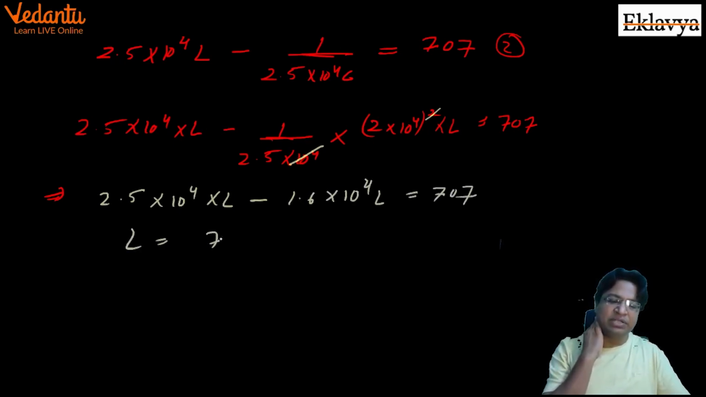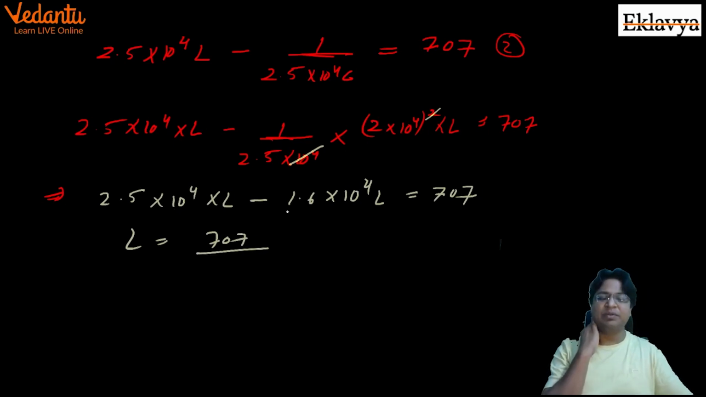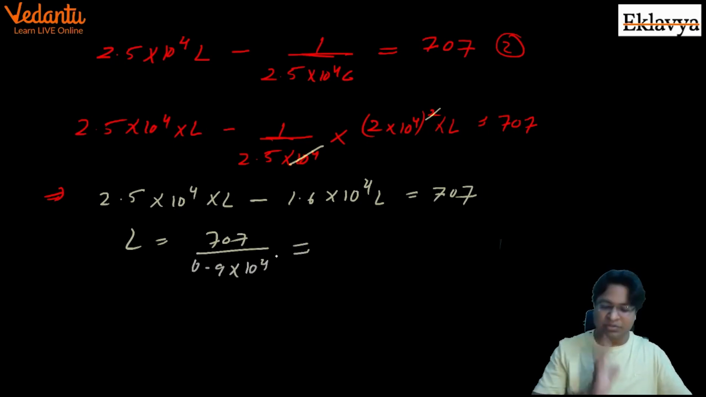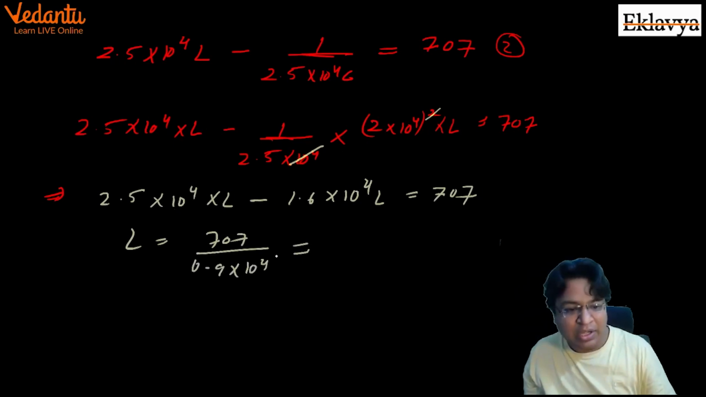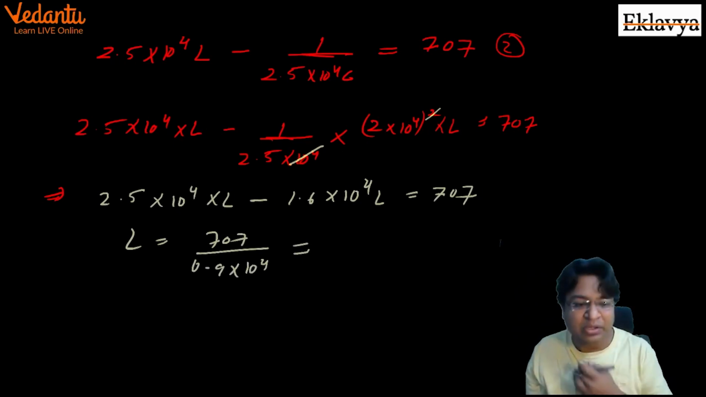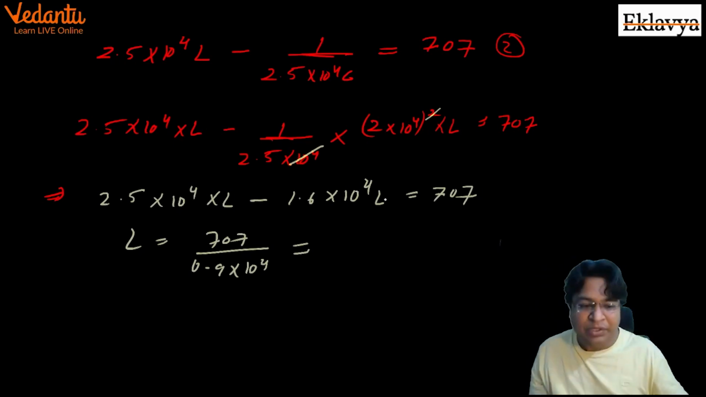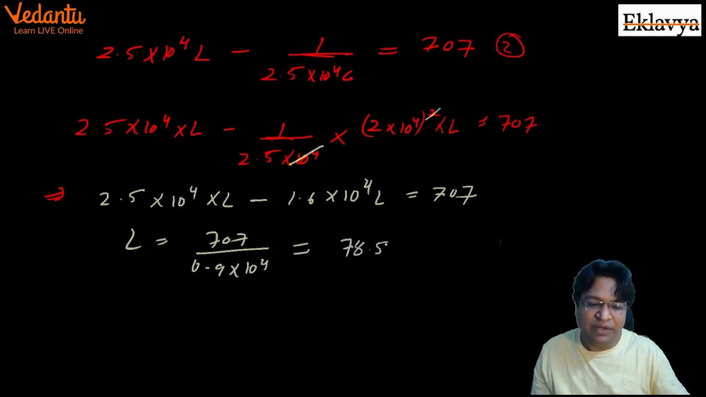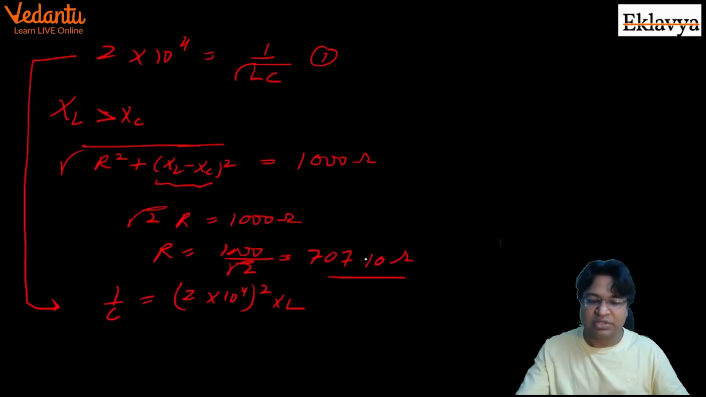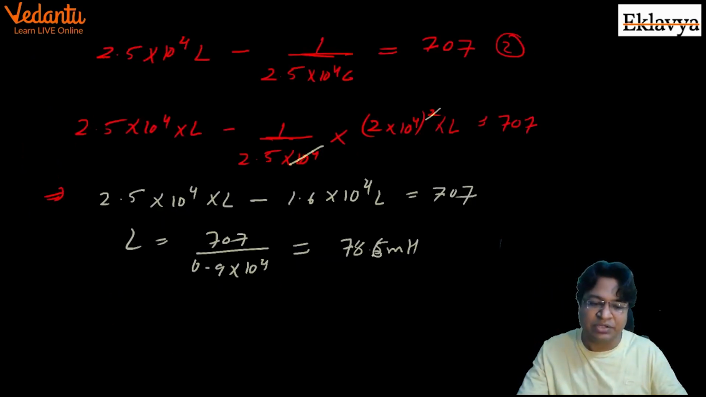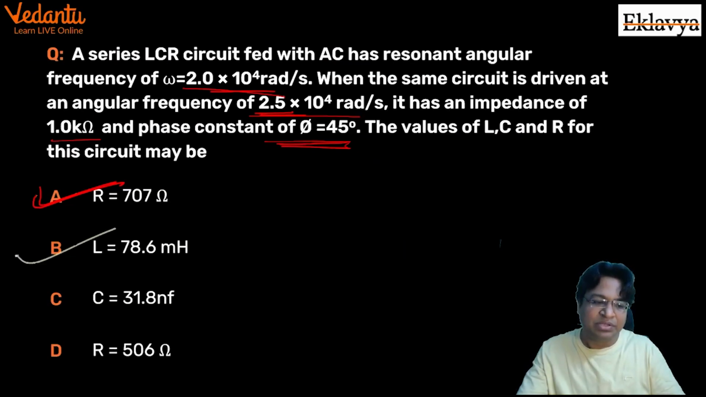So L will be 707 divided by 2.5 minus, so this is 0.6 into 10 raised to power 4. So let's calculate this. This divided by 9,000, basically the value of R divided by 9,000. So this gives us 78.5 millihenry. So let's check the option. 0.5, yeah, 0.6, we can round it off to 0.6. So this is also correct.